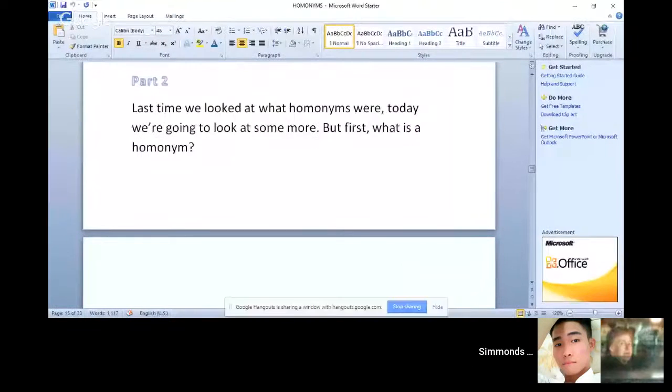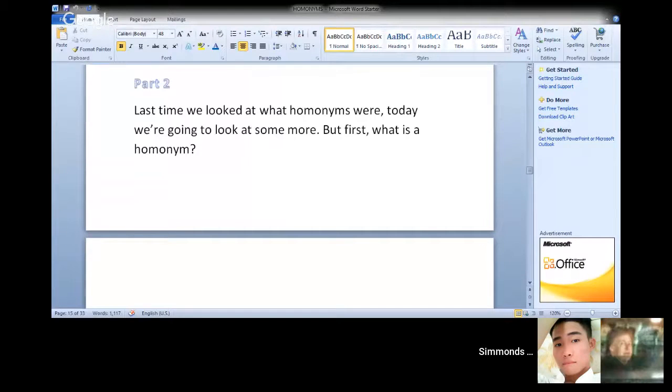All right, let me just get my computer mouse moving and I'll do the screen share and this homonyms. Okay. Perfect. So it looks like you can see this now. Basically, the last time we looked at homonyms, intonation is very important in the English language. So last time we looked at what homonyms were. Today we're going to look at some more, but first, what is a homonym? Well, we've already kind of talked about that, which is good.